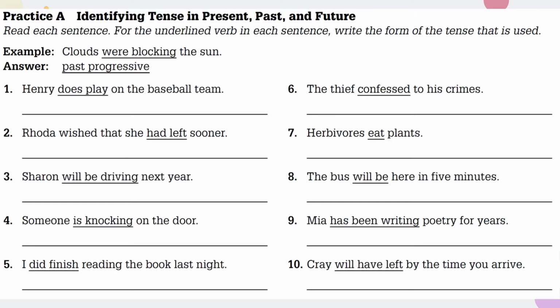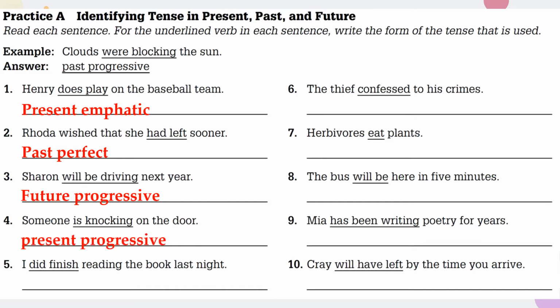All right, let's do it. Number 1, does play. This is present emphatic. Number 2, had left, past perfect. Number 3, will be driving, future progressive. Number 4, is knocking, present progressive. Number 5, did finish, past emphatic. Remember guys, when you are trying to use the past emphatic, the main verb finish, we don't put the ed, we don't change it to the past. The tense is already taken with the auxiliary did.